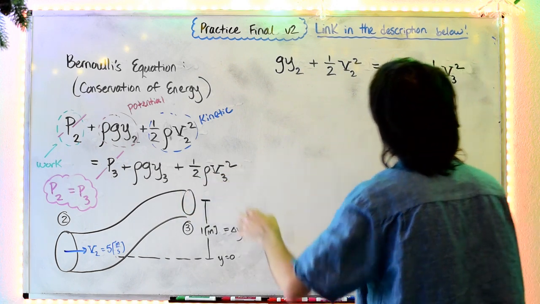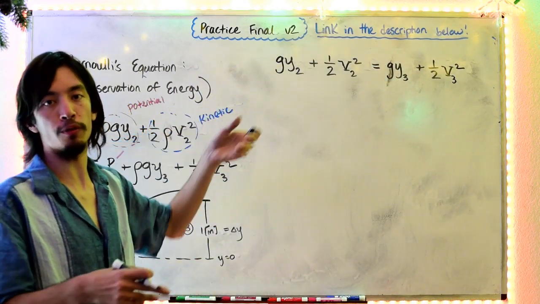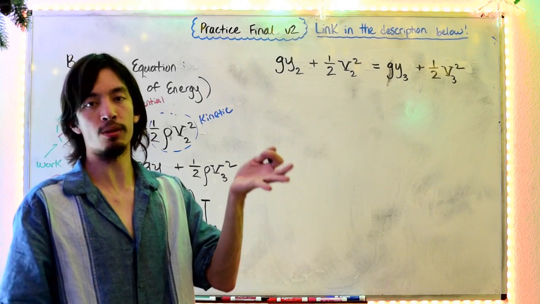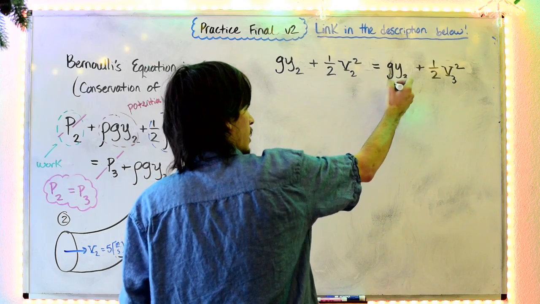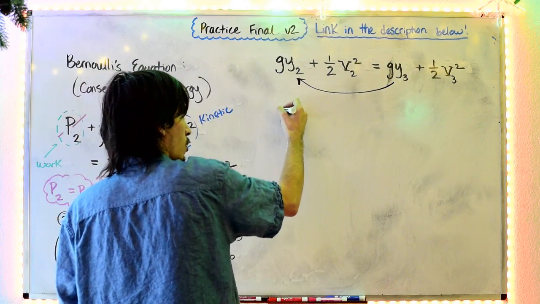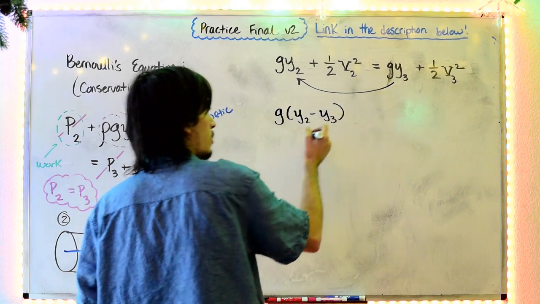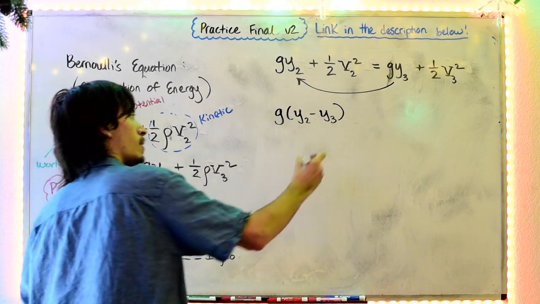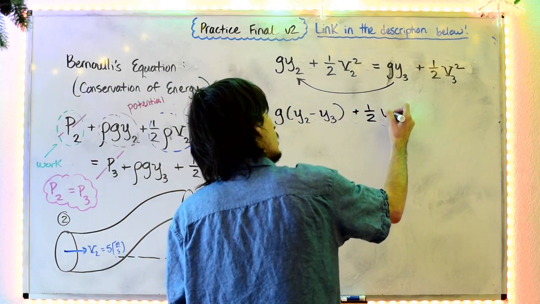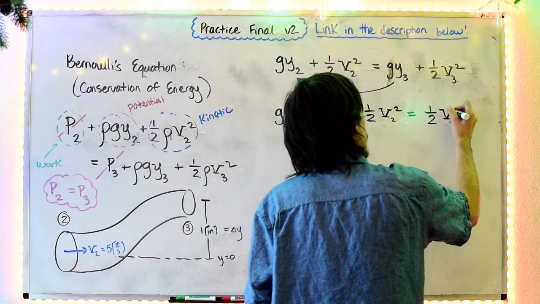v3 squared. Once I've cleaned this up, I just want to solve for what the speed is after it rises through the height, so I just need to solve for v3. I'm going to collect this term over and group it with the other g y terms. So it's g times (y2 minus y3) when you subtract the term over and factor it, plus 1/2 v2 squared equals 1/2 v3 squared.